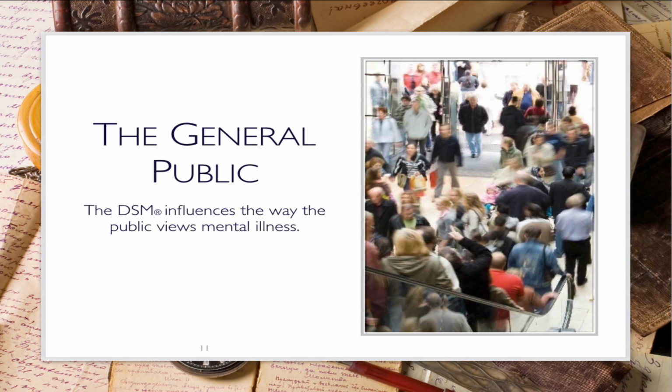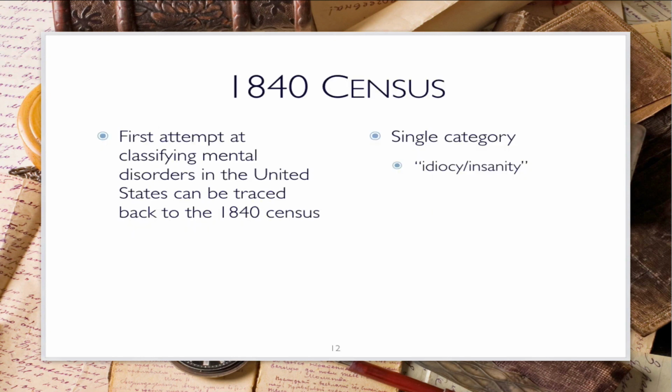Now, our very first attempt at diagnosis was actually in the United States, way back in 1840. And if you were taking this class in 1840, you had a very simple job. You only had one diagnosis you could choose from. People either had nothing or they had idiocy, insanity. Those are the only diagnoses that you could give back in 1840.